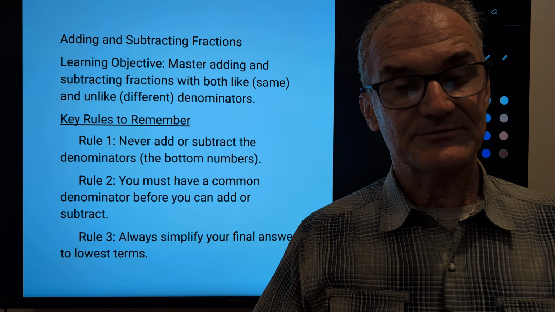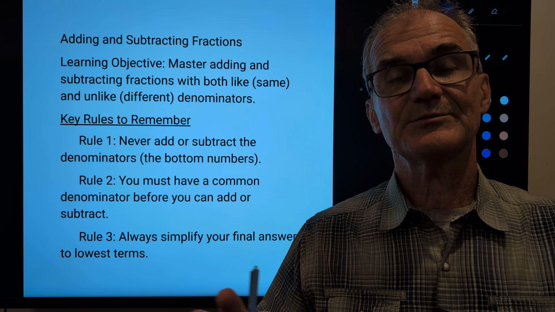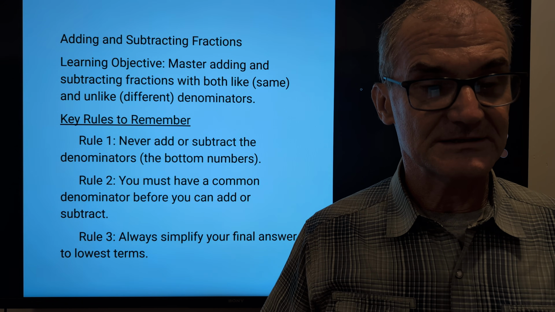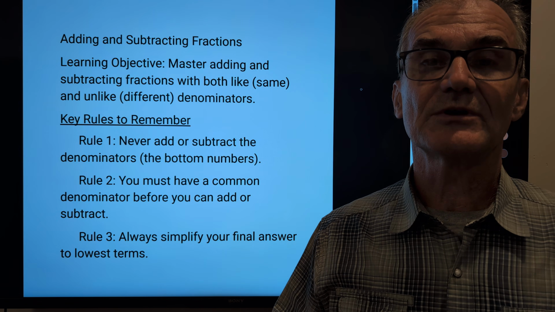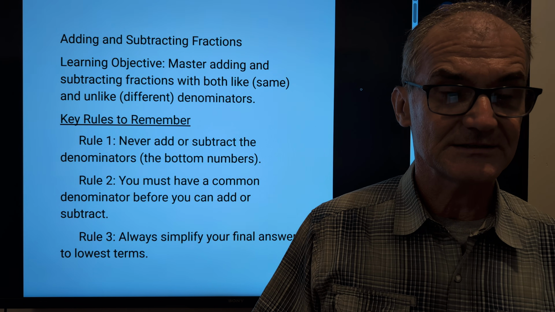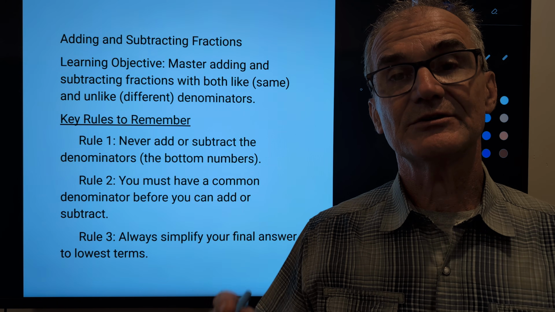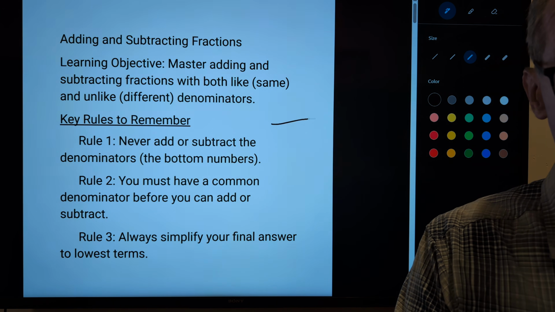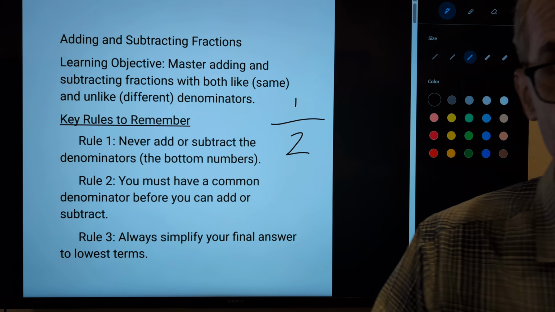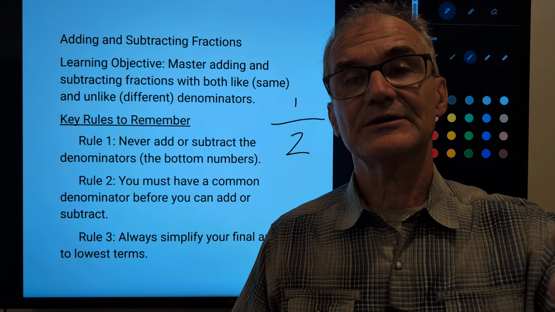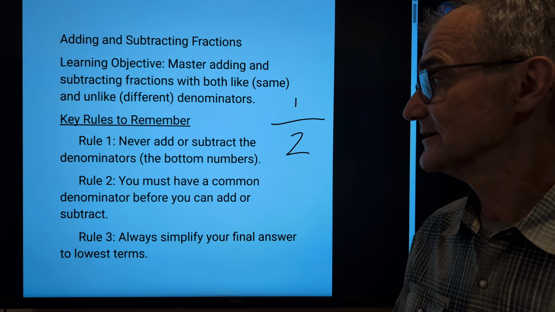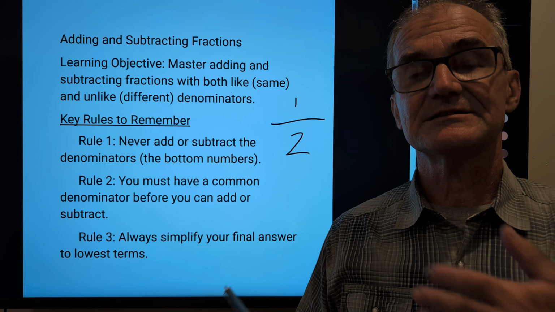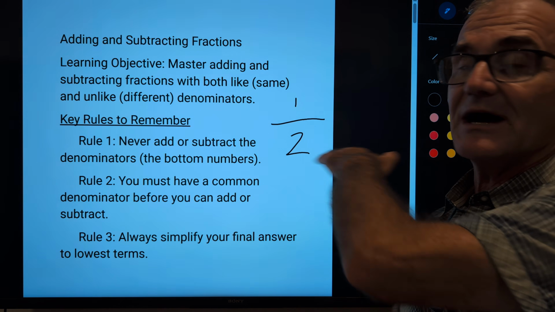Adding and subtracting fractions is really the same. The only difference between adding and subtracting is the difference in sign, plus or minus. There are three key rules when you add or subtract fractions. Number one, you never add or subtract the denominators. So in a fraction, it is just one number over another number. The top number is called the numerator, the bottom number the denominator. So you have one of two parts. When you're adding fractions together, you never add the bottom number.